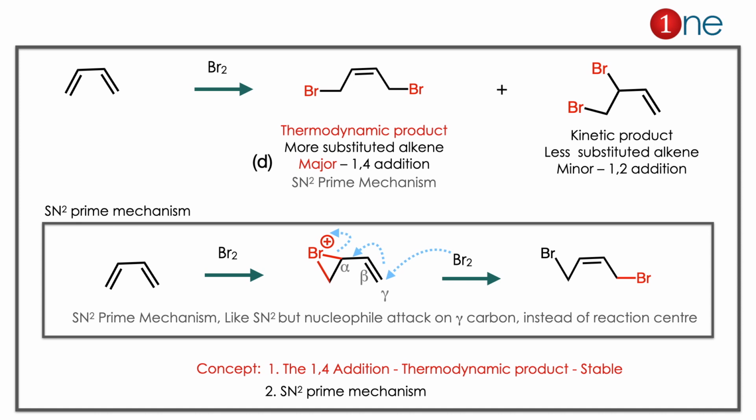In normal SN2, attack will be on A or B. Here it will be on gamma. So the attack happens, and you have the 1,4 product. So the answer is clearly D, 1,4 addition. Here the concepts you have to learn are: 1,4 addition gives the stable product and it is the thermodynamic product. Then SN2 prime mechanism: it is attack on the gamma carbon. Everything else is like SN2.